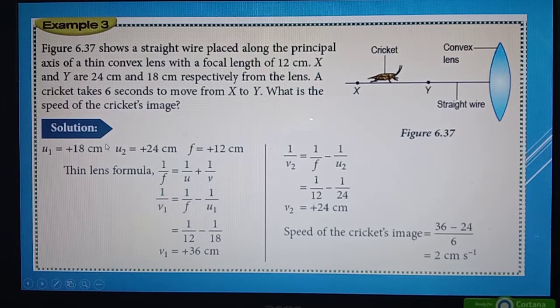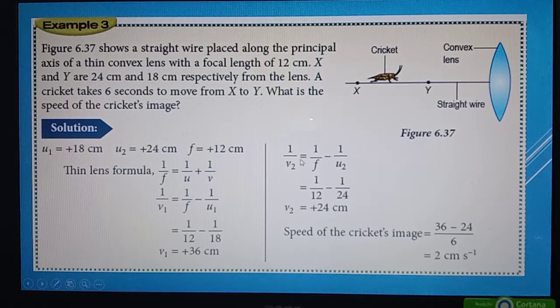So this one is Y, sorry, u1 is for Y, u2 is for X. And the focal length is positive, 12 cm. You calculate v1 from here. You substitute the values of f and u1 and calculate v1. So the image formed for the object at Y is 36 cm.